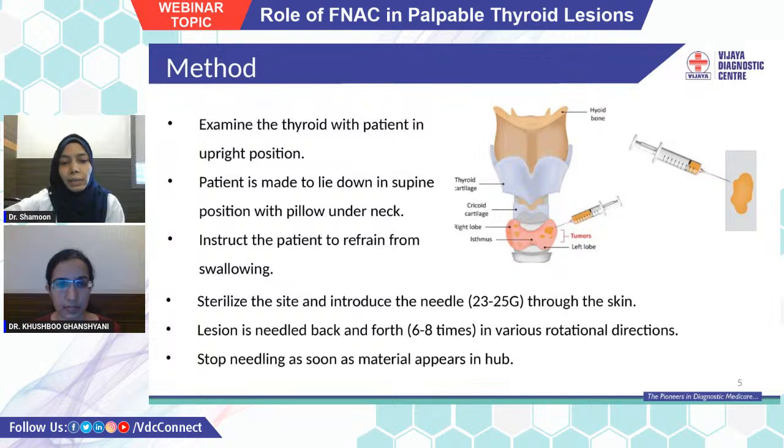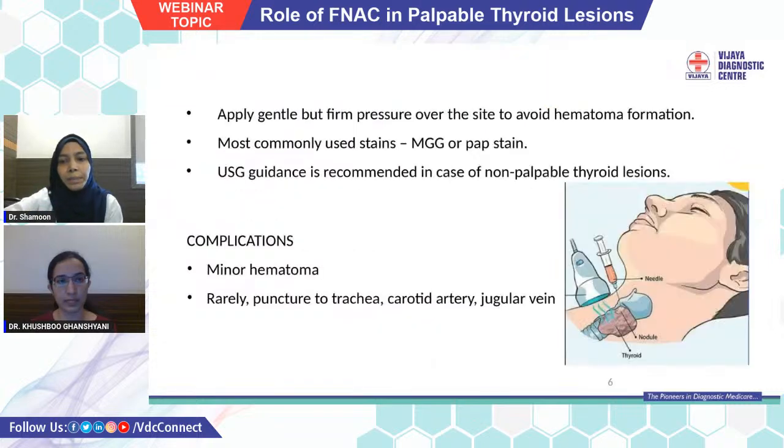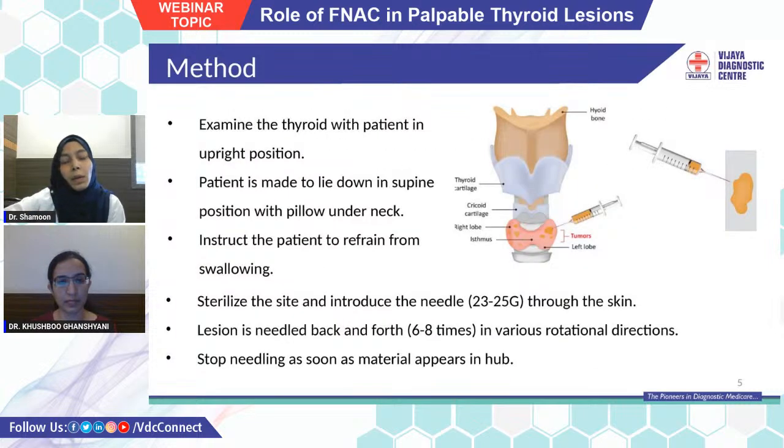Coming to the method, we examine the patient in upright position as it is located in the neck region. Then the patient is made to lie down in supine position with pillow under the neck, and we instruct the patient to refrain from swallowing or making any sort of noise. Then sterilize the site and introduce a needle of usually 23 to 25 gauge through the skin. The lesion is needled back and forth 6 to 8 times in various rotational directions. Then we stop needling as soon as we get material in the hub.